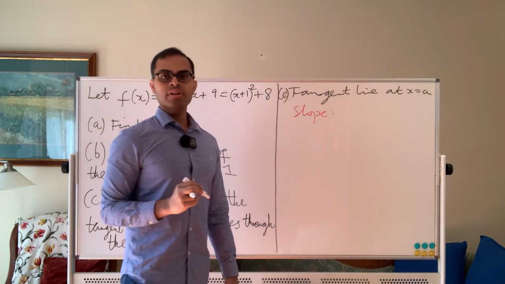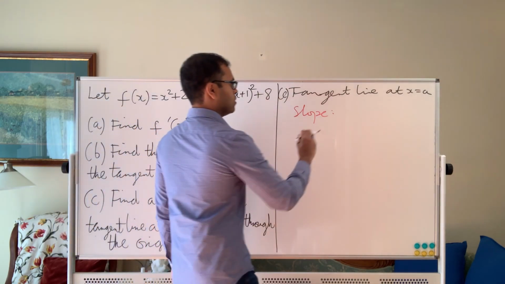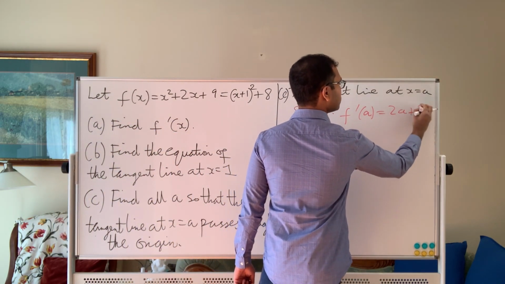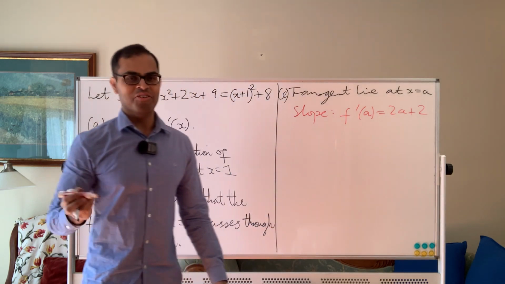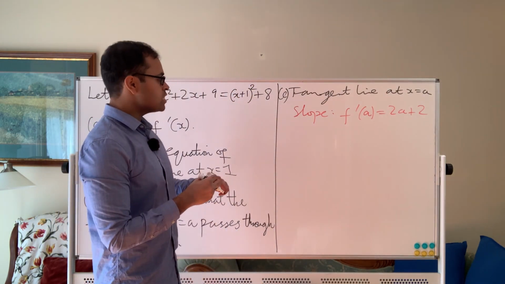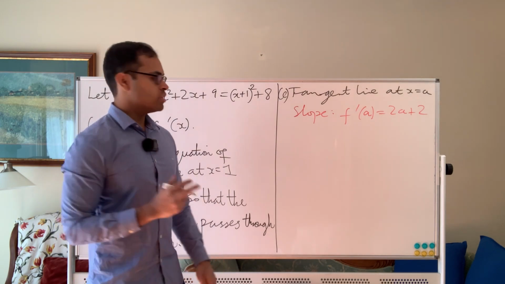The slope at x equals a is going to be f prime of a, okay? So it's a derivative at a, which is going to be 2a plus 2. We found that out in part A, coincidentally part A. 2a plus 2 is going to be the slope, okay? So that's the slope. What is the point on the graph, okay?